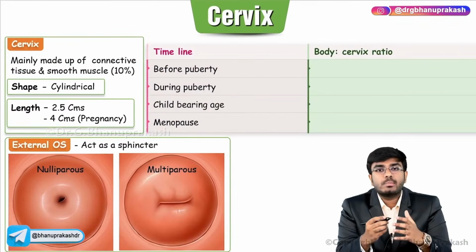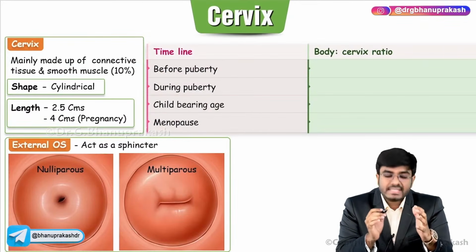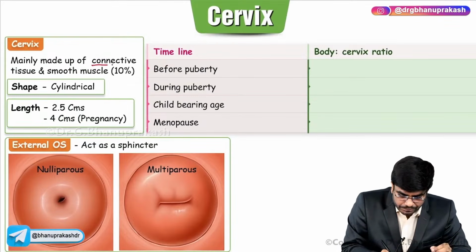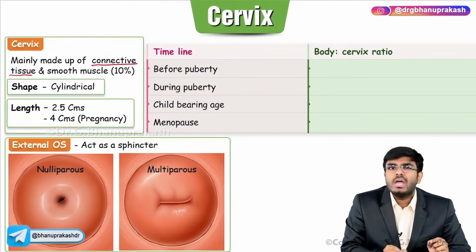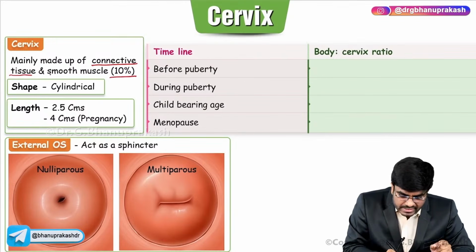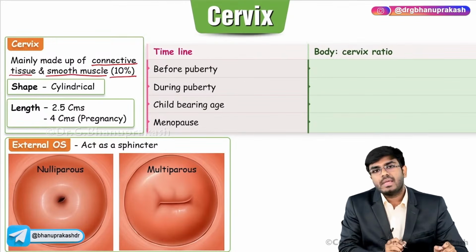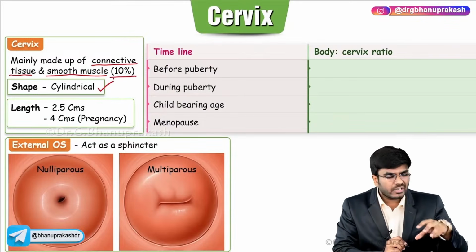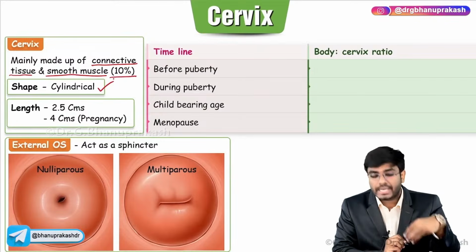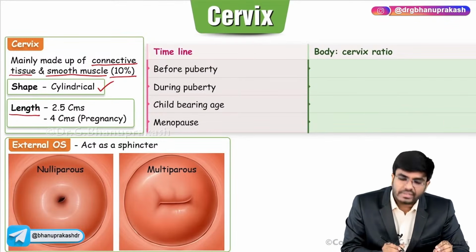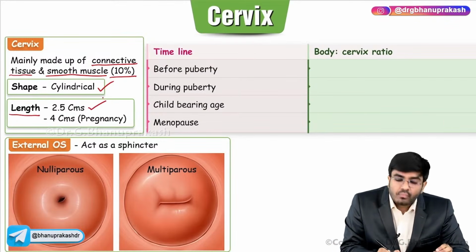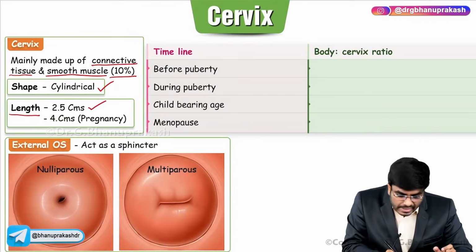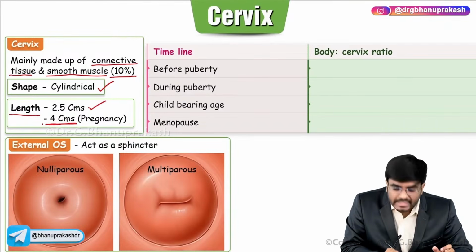But before discussing the fallopian tubes and ovaries, let's see some important points about the cervix. The cervix is mainly made up of connective tissue, and only 10% of the cervix is made up of smooth muscle. What is the shape of the cervix? It is cylindrical in shape. What is the length of the cervix? The length is 2.5 centimeters. It's very small, but during pregnancy, the length will increase to 4 centimeters.